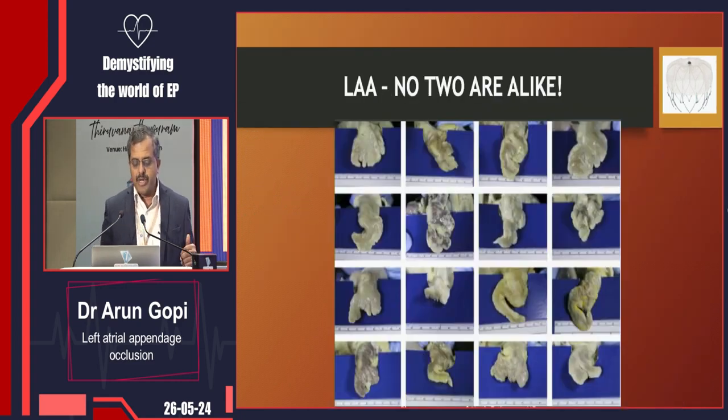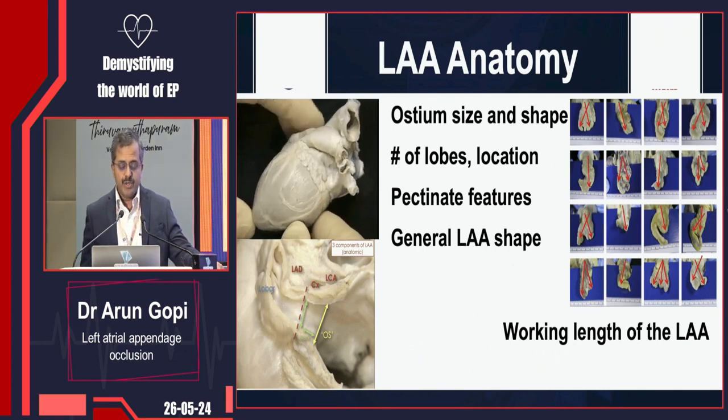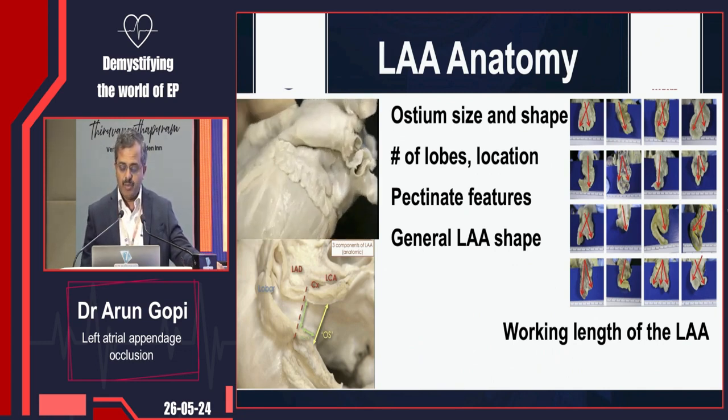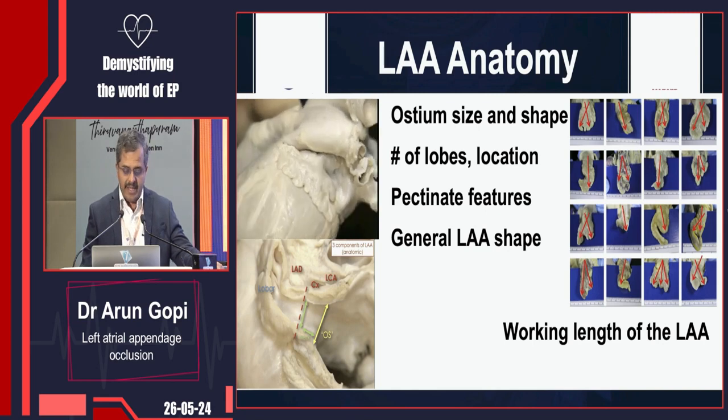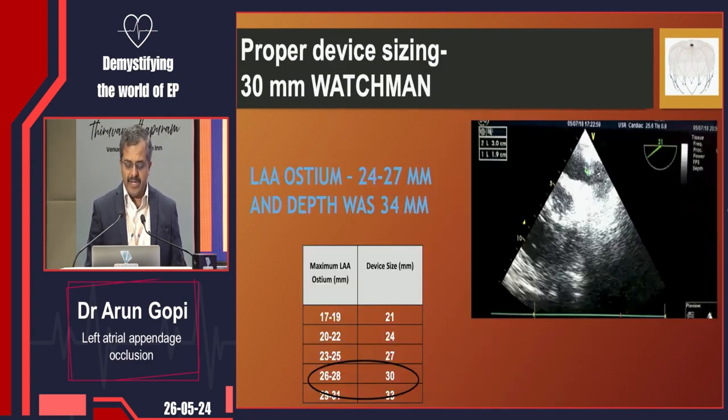The pathologist will tell you that no 2 LAAs are the same. You find different anatomies, and whatever be the anatomy, with the gamut of devices, whatever working lengths they provide, any form of left atrial appendage can be closed. It may be a different anatomy, like a windsock variety, a chicken wing variety, a broccoli variety, but all forms of these appendages can be closed.